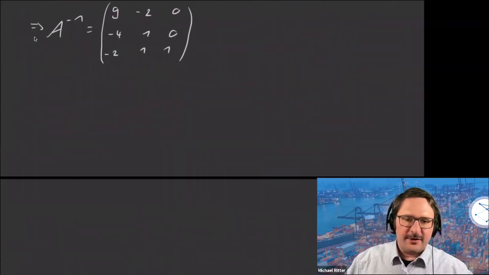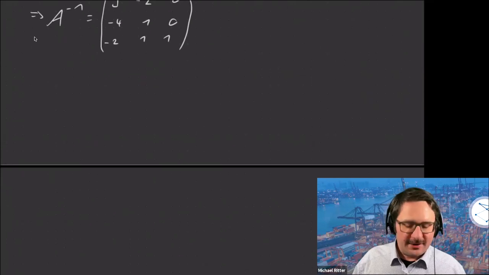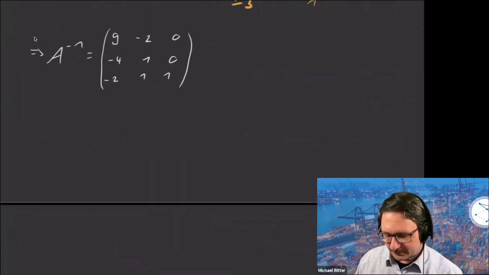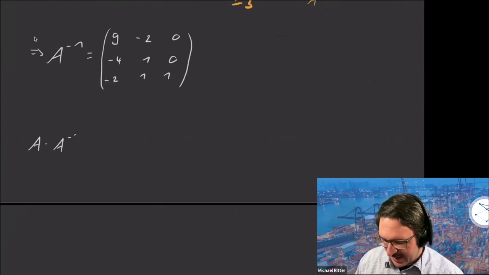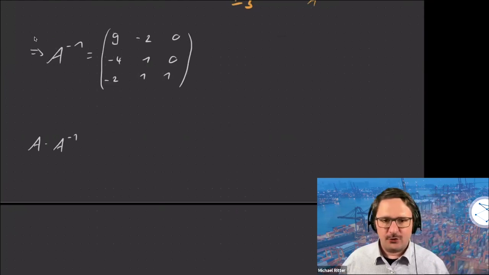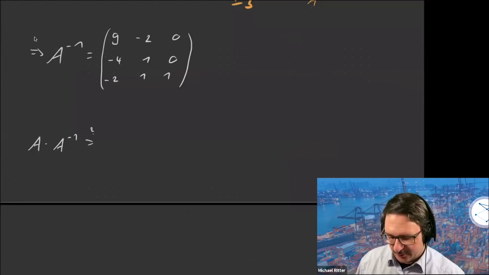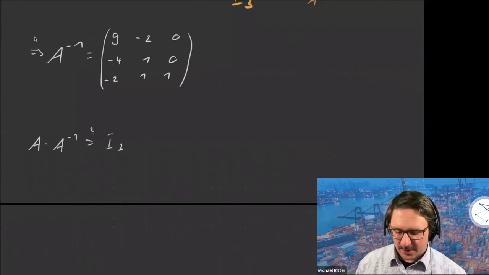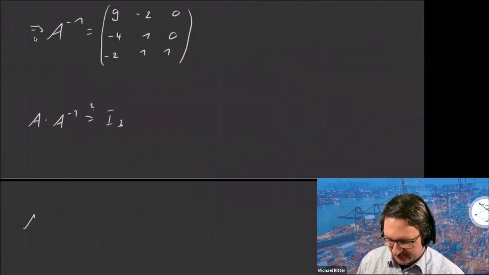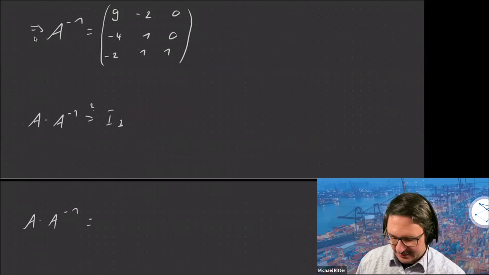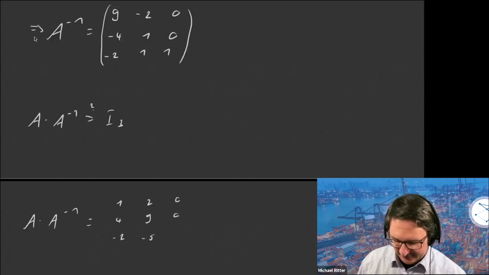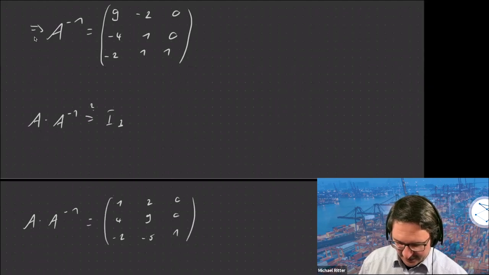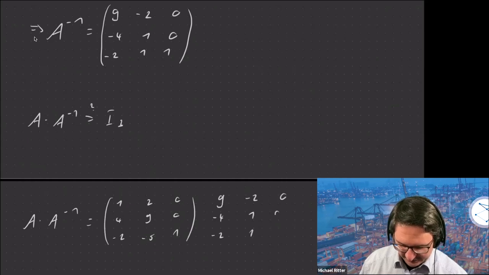Okay, so that's our desired result. Let's quickly check if that is actually correct. If that is correct, then A times A to the minus 1, or A to the minus 1 times A, should be the identity matrix. And that's easy to check here. So A times A to the minus 1: A is 1, 4, minus 2, 2, 9, minus 5, 0, 0, 1. And A to the minus 1 is 9, minus 4, minus 2, minus 2, 1, 1, and 0, 0, 1.